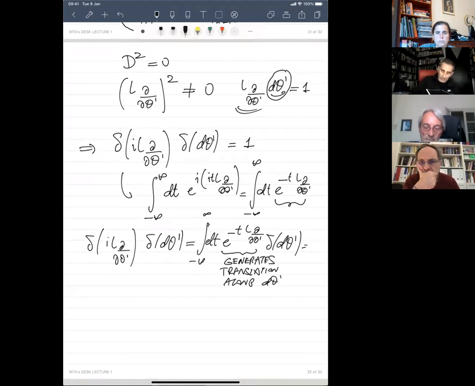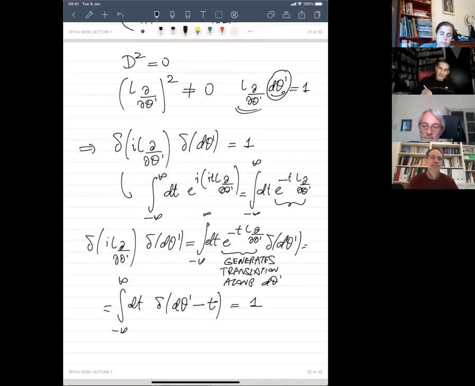So this means what? Well, this is just the integral from minus infinity to plus infinity of dt, and then I have the delta function of d theta 1 minus t, okay? It is translated along that direction. Then finally, I can do the integral, because this is an integral of a delta function, and finally get 1, okay? So it's very nice.